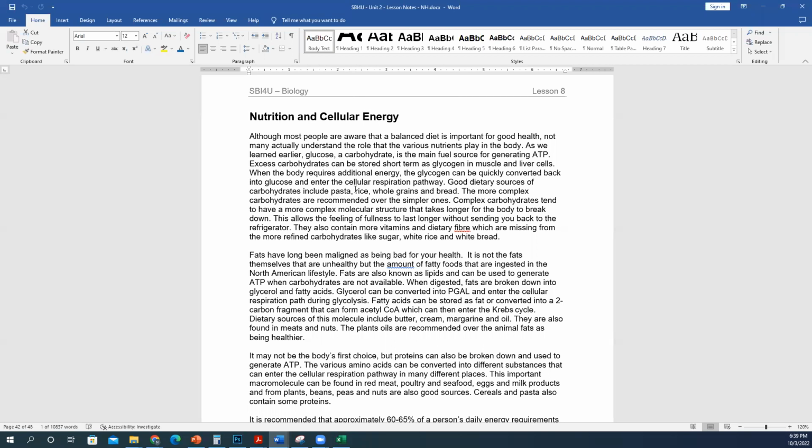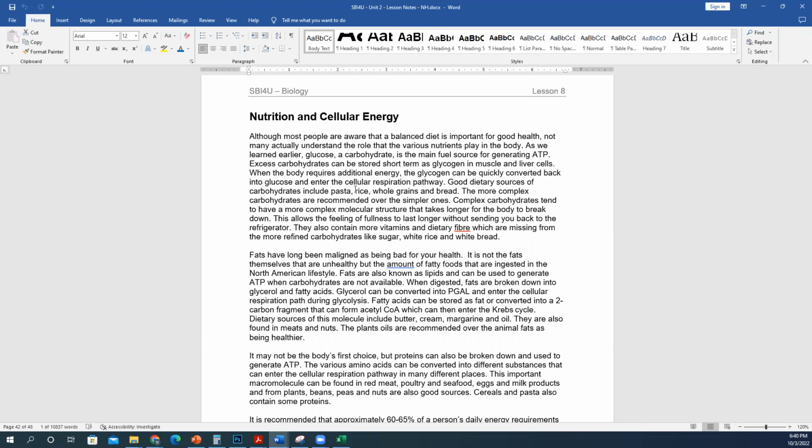Also, these complex carbohydrates, in addition to the carbohydrates that they have, also contain more vitamins and dietary fibers, which have been stripped away and are missing when carbohydrates become refined into sugar or white rice or white flour used to make white bread. So that's why complex carbohydrates are generally recommended over the simple refined carbohydrates.